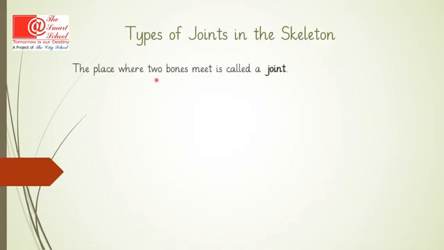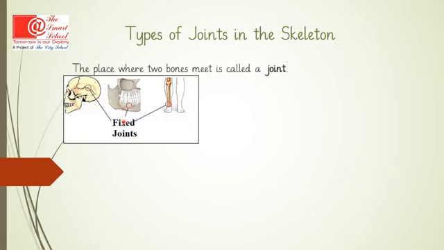Types of joints in the skeleton. The place where 2 bones meet is called a joint. Some of the types of the joint are fixed joints. Fixed joints are when the joints do not move. For example, the joints in the skull, or the joints in the jaw, or the joints present in the foot.